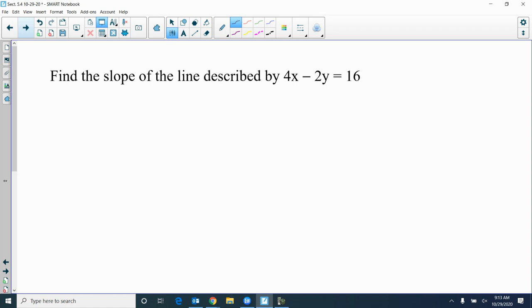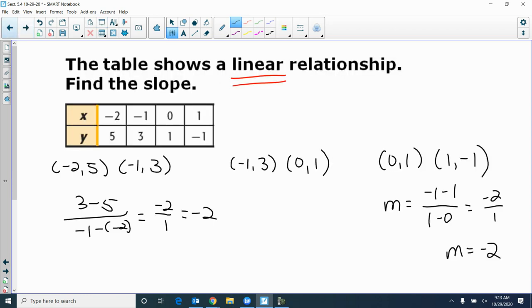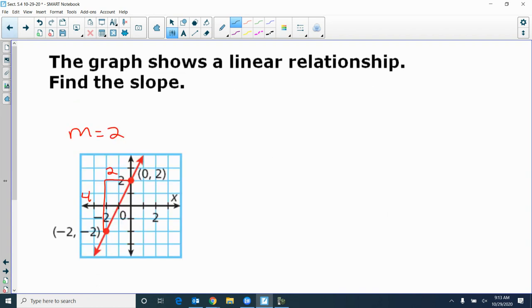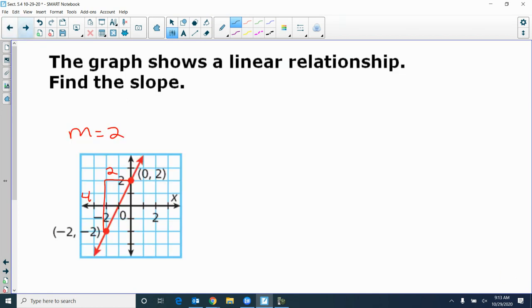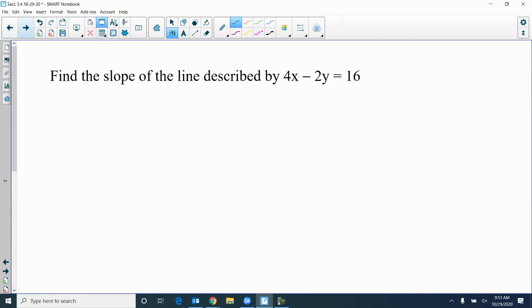Zach actually did it right. He said, all right, we need 2 points. Like all of these other problems to find the slope, you were given 2 points. And when you're given 2 points, you can subtract the y's over the x's. But for this one, we got to find 2 points. And we know how to find the x and y intercepts because we've done that.